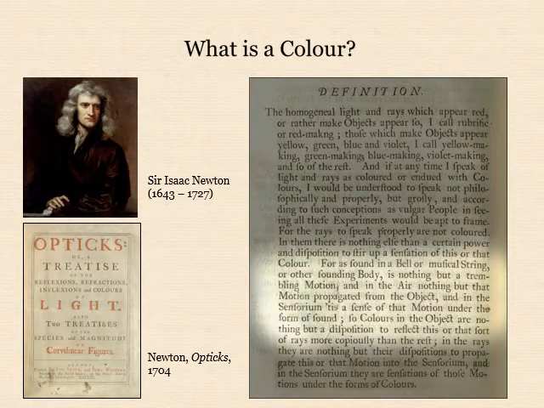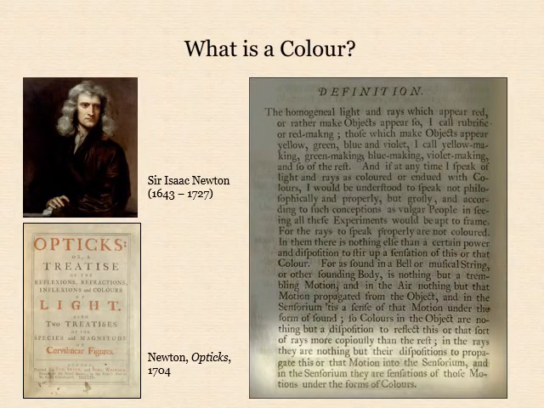For as a sound in a bell or musical string, or other sounding body, is nothing but a trembling motion, and in the air nothing but a motion propagated from the object, and in the sensorium 'tis a sense of that motion under the form of sound, so colours in the object are nothing but a disposition to reflect this or that sort of rays more copiously than the rest. In the rays they are nothing but their dispositions to propagate this or that motion into the sensorium, and in the sensorium they are sensations of these motions under the forms of colours."